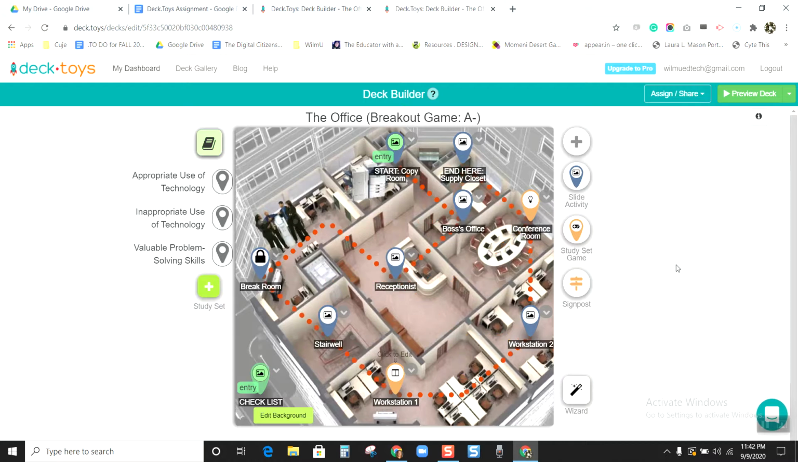To give you an example of how this same exact lesson could have been designed, in this case, all of the rooms are in the exact same spot, and the only thing that changed in this example for the A minus is the pathways.